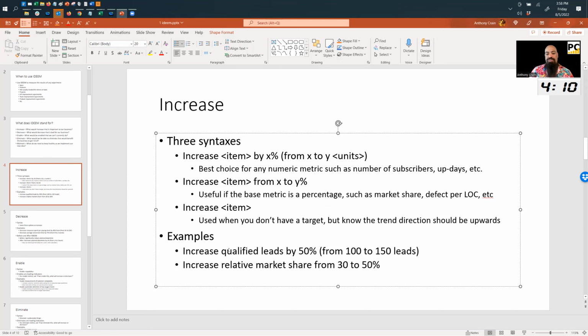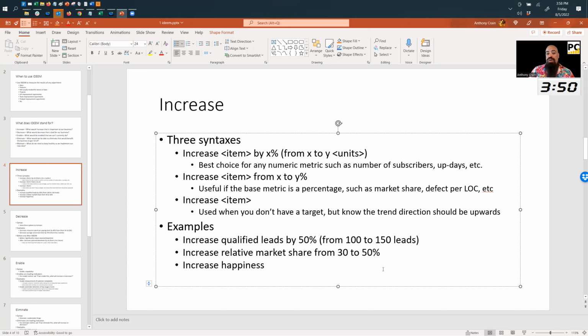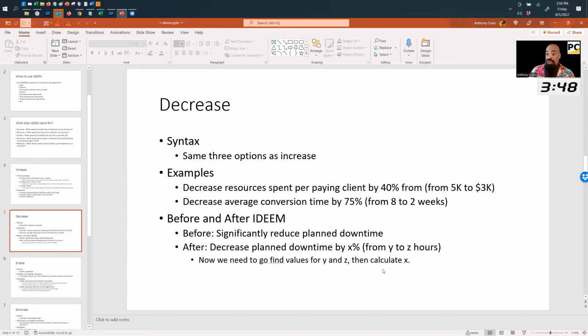So here are some examples. Increase qualified leads by 50% from 100 to 150 leads. So in this case, the unit is leads. The number is 100 to 150, and it's 50%. Another one here, this is a percentage one: increase relative market share from 30 to 50%. And if I want to be complete, I could say increase happiness. Just increase happiness. We can't measure that. Okay, so those are examples of how you might use increase.